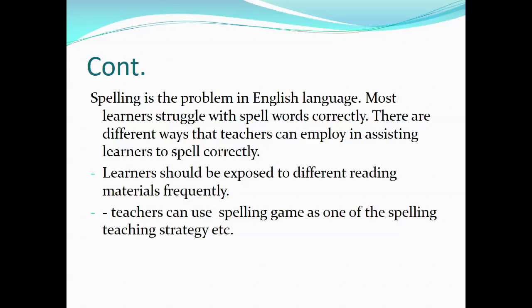The points here that we can look at when we're assisting our learners on how to spell: learners should be exposed to different reading material frequently. Learners must read a lot. The teacher can use spelling games as one of the spelling teaching strategies. Maybe you have jumbled words or one omitted letter. For example, for the word boy, you write B, a blank, then Y, and they have to guess which letter is missing. That is how they will improve their spelling skills.